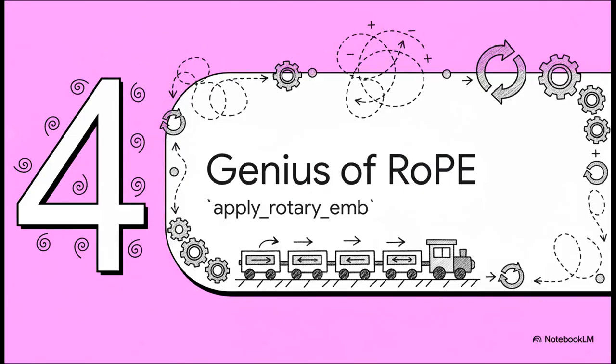But there's a big problem. Standard attention, on its own, just sees a sentence as a bag of words. It has no clue about the order. And for language, that's a huge issue. So Llama uses this incredibly clever solution called rotary positional embeddings, or RoPE for short.